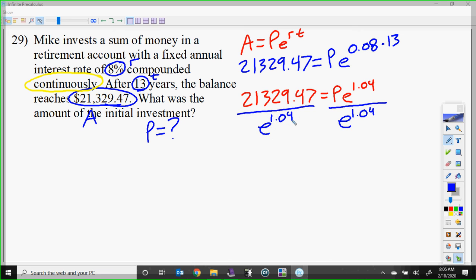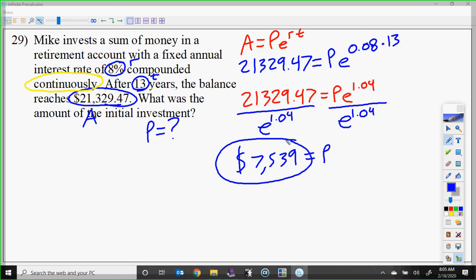So 21329.47 divided by e to the 1.04. And I end up with 7,539, and then some decimal after that equals P. Our P value is going to be a whole dollar amount, so we're going to round to the whole dollar amount for P. So that's how much money would need to be invested in order to get that A value right there out under these circumstances.